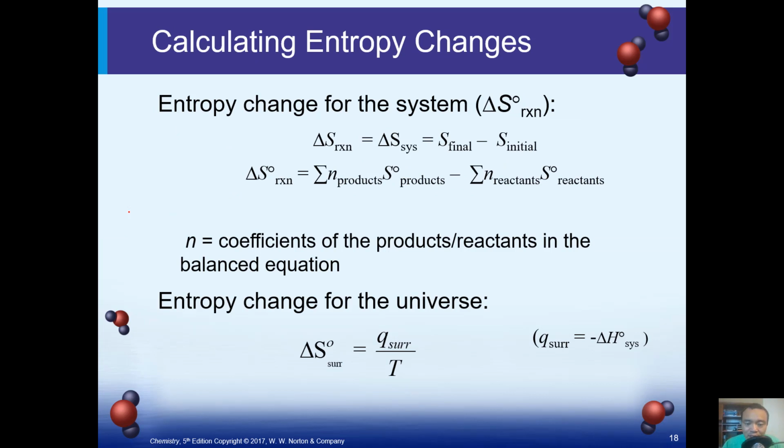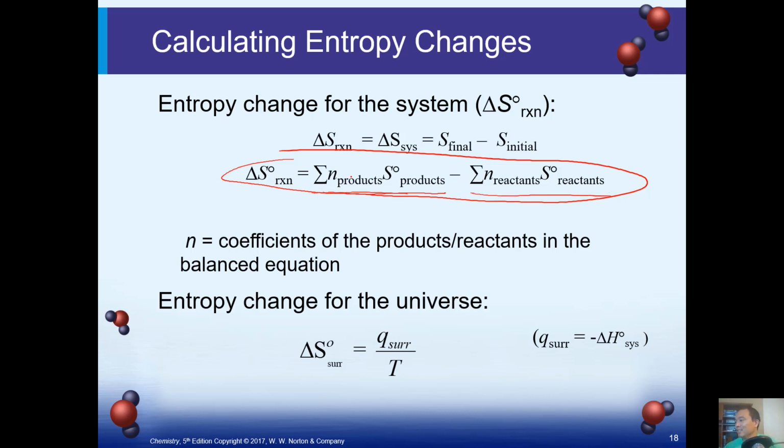Similar to enthalpy and internal energy, entropy is actually a state function. So we can calculate the change in entropy as the difference between the entropy of the initial and the final states. So we can calculate the delta S for the reaction by totaling up the entropy for the products minus that for the reactants. The n indicates the chemical coefficients of the products and the reactants.